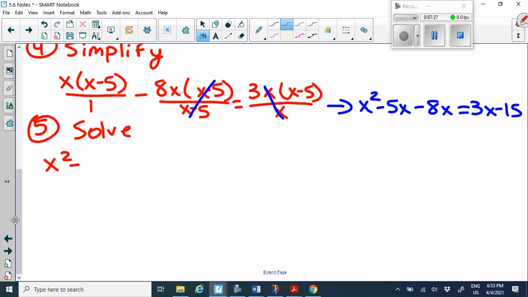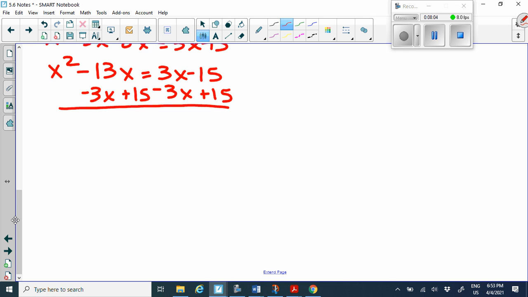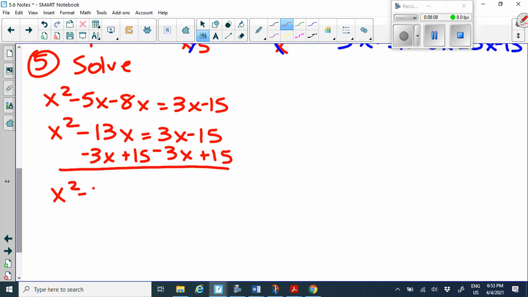So just rewriting this, and then I'm going to combine like terms and all that stuff. Okay, so I have x squared. I'm going to combine my like terms, so negative 5 and negative 8. That's going to give me, I think, negative 13. And then equals 3x minus 15. Well, notice we have a quadratic, so we have to set it equal to 0. We are going to have that middle term, so we can't really take the square root. So either we're going to factor or use the quadratic formula. So I'm going to subtract 3x and add 15 to both sides. So I get x squared minus 16x plus 15 equals 0.